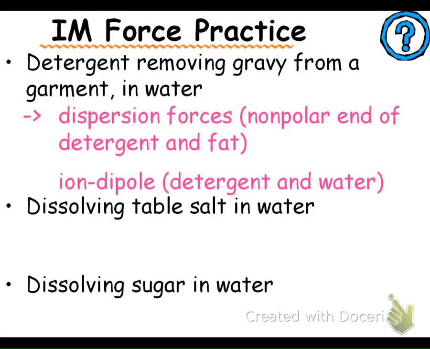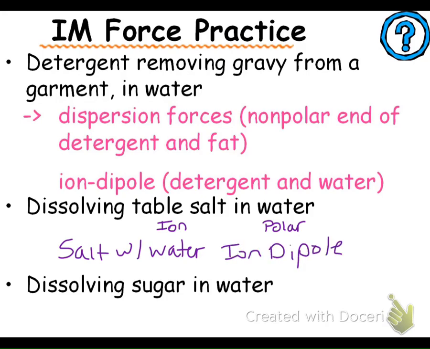Okay, so dissolving table salt in water. We're going to go through our intermolecular forces practice. Table salt is a compound that's ionic. So when I look at my first example, an ion-dipole intermolecular force, that is any time you have a salt in water. Because I have table salt in water, I can stop right there, and I know that this is an ion, and this is a polar molecule with water, so I have a salt with water, and I know that I have an ion-dipole force.